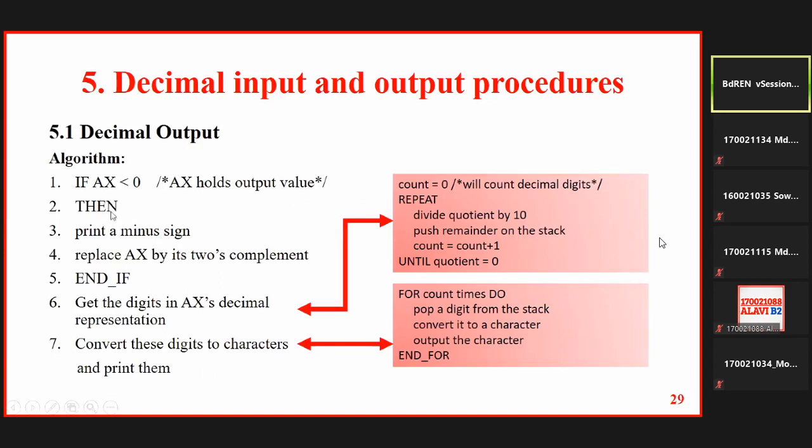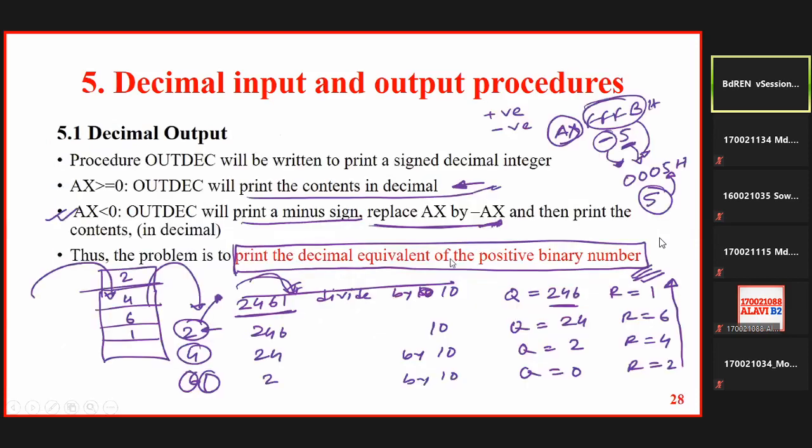So if it is less than 0, then print a minus sign and replace a by its 2's complement, and then get the digits in AX decimal representation. Okay, so you can see we'll count how many remainders there will be. Every time we'll divide the quotient by 10 and push the remainder in the stack, and we'll count that up to the quotient becoming 0.